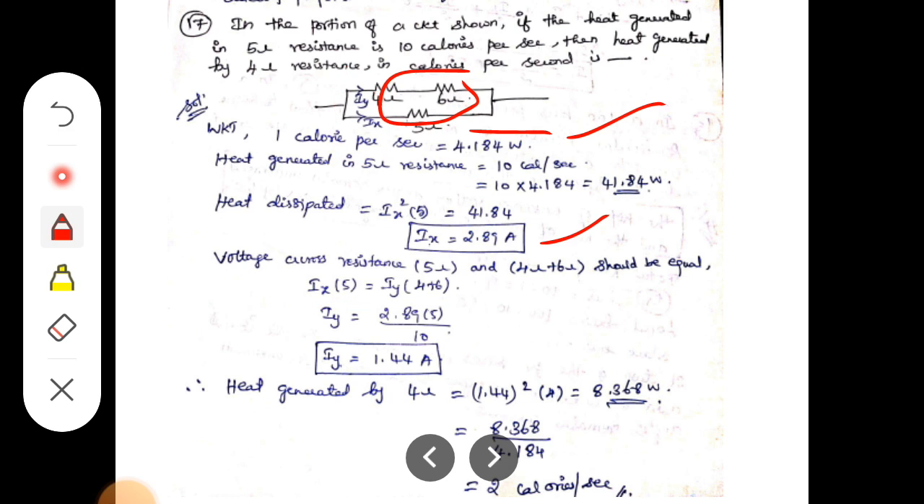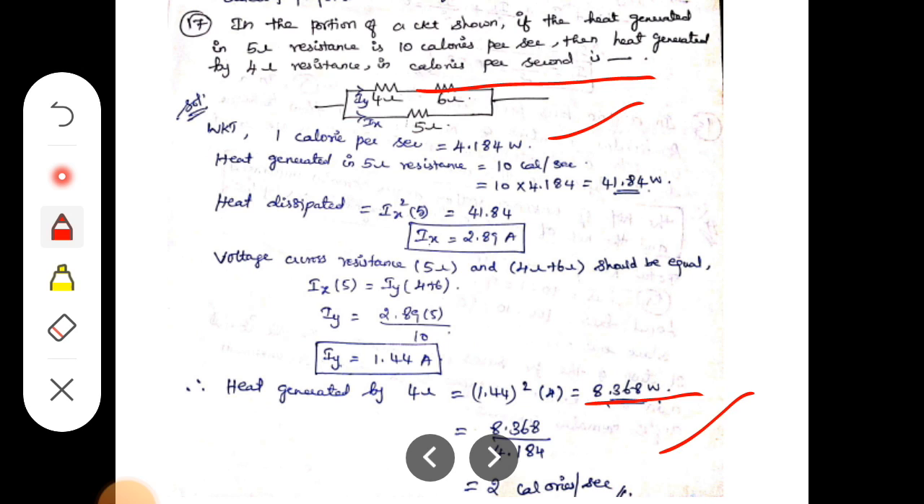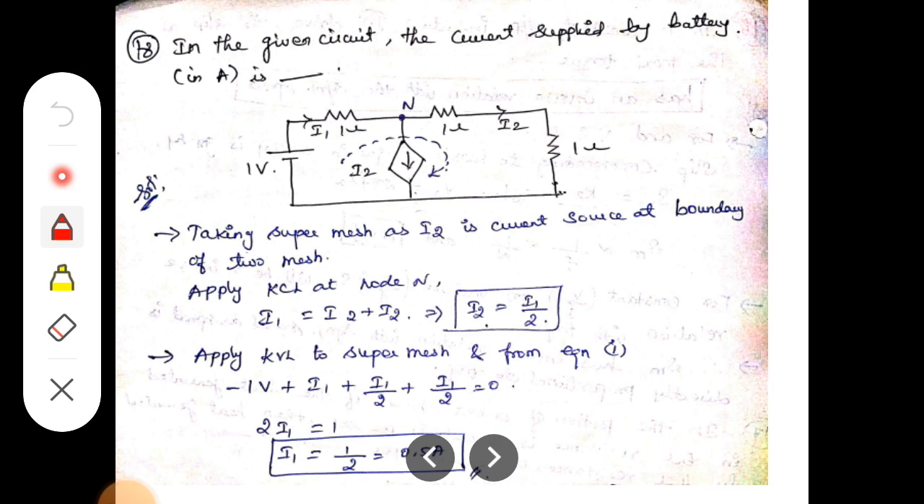So this is the second branch current flowing in the 4 ohm resistor, 1.44 amps, but we want the heat generated by the 4 ohm resistor. So I square into R, where I square is 1.44 squared and R is 4, gives 8.368 watt. But in the question they asked in calories per second. Already we know 1 calorie per second is 4.184 watt, so we divide by it and we get 2 calories per second. This is the final answer for the given problem. Then move to the next.